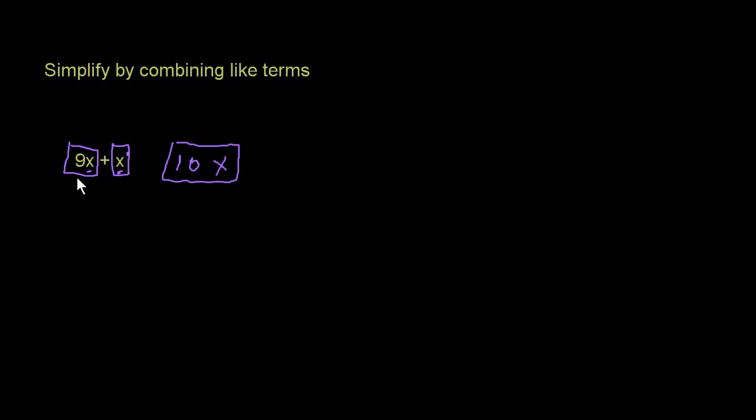Now each term has a coefficient, and the coefficient is the number part. In the first term, the coefficient is 9, and the second term has a coefficient, even though you don't see one in there. If you don't see any in there, it's understood to be 1. So what we have here is 9x plus 1x, and if you add those two things together, you just add the coefficient parts, 9 plus 1, and you get 10x.